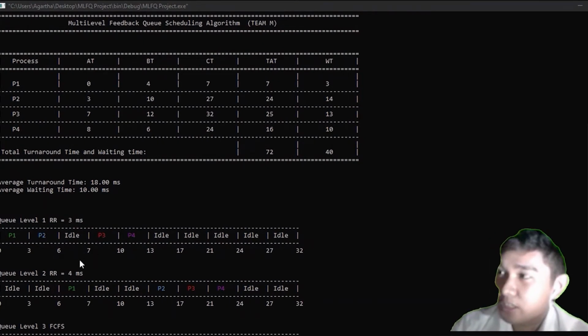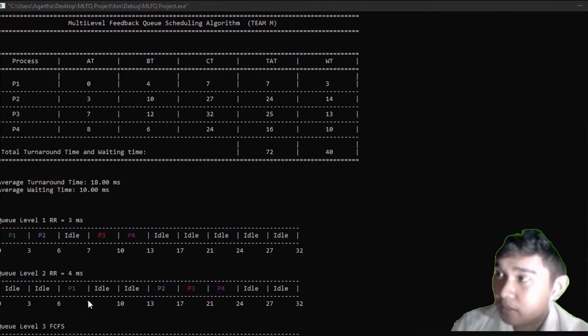P2 shifts into queue level 2, and at time 6 of queue level 1, there's no process ready to execute. So we will go to queue level 2 to proceed with the execution. At time 6, P1 was ready to execute, and P1 ended at 7, and P1 completes its burst time.